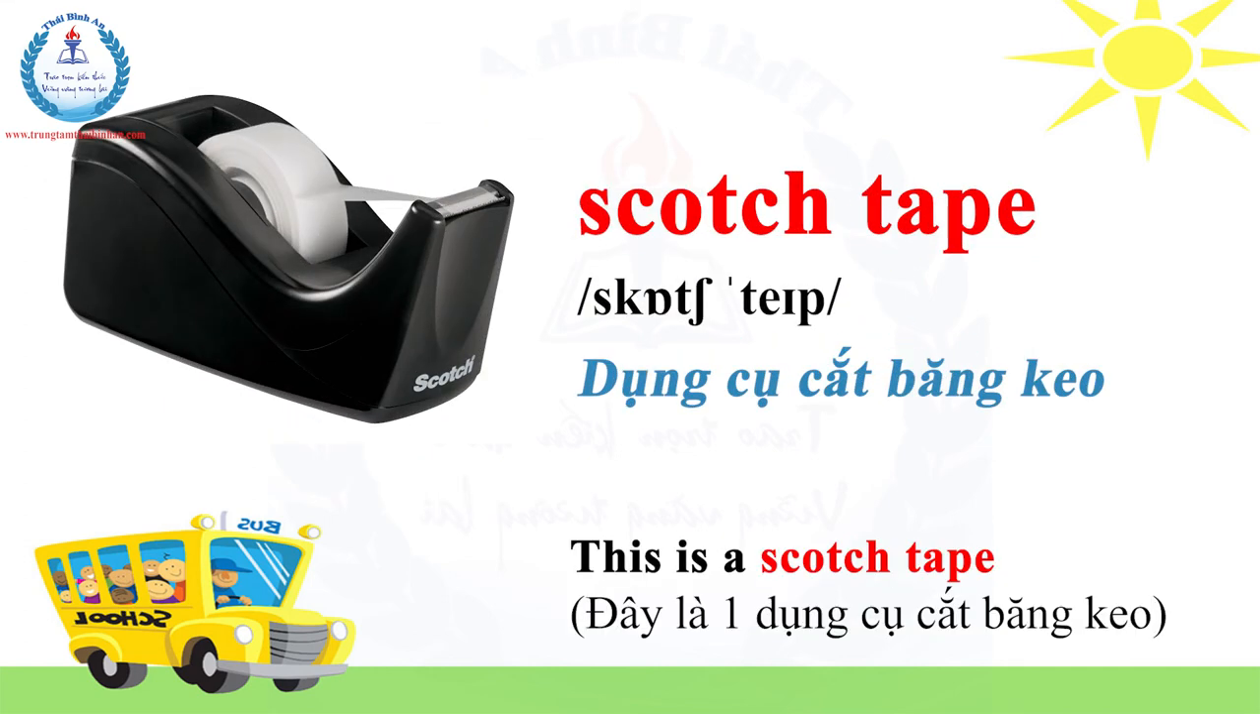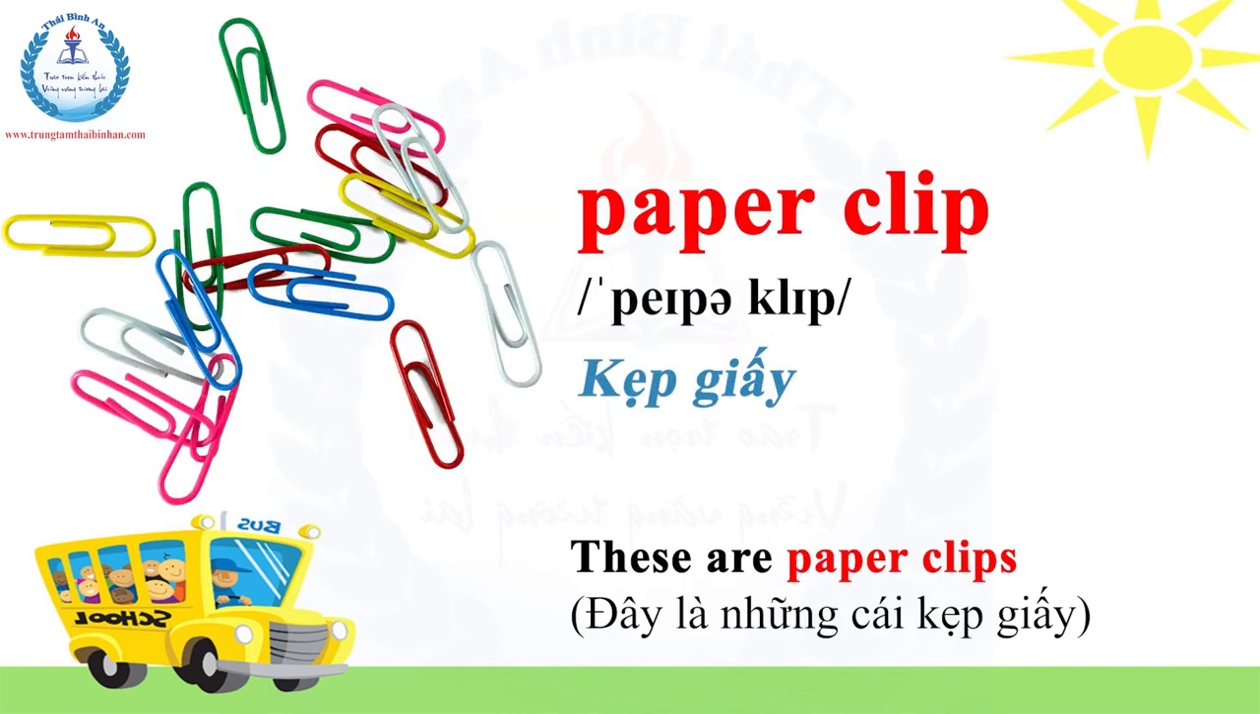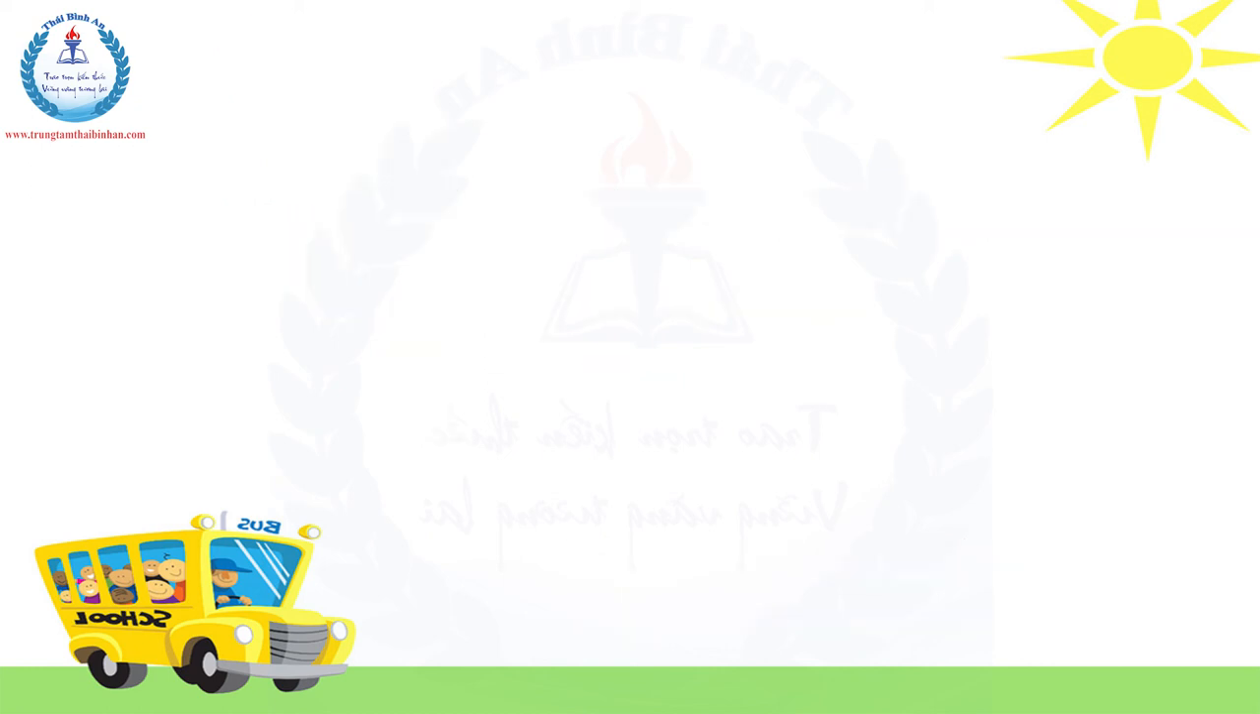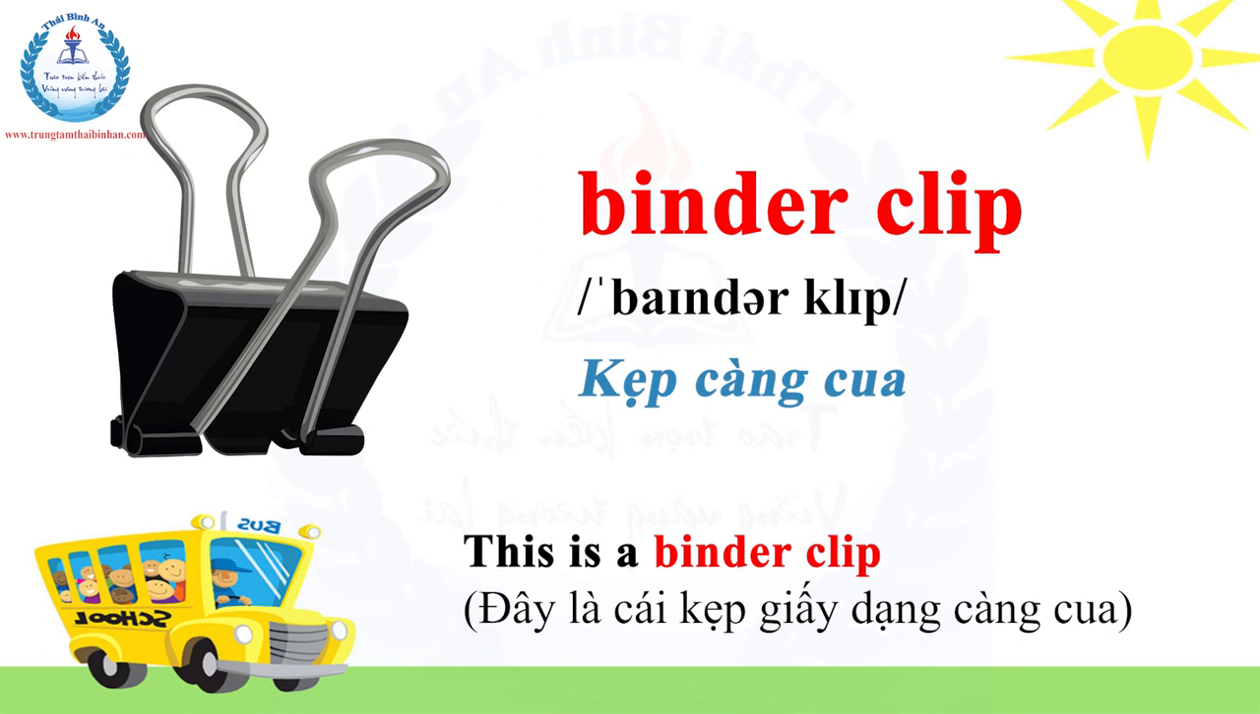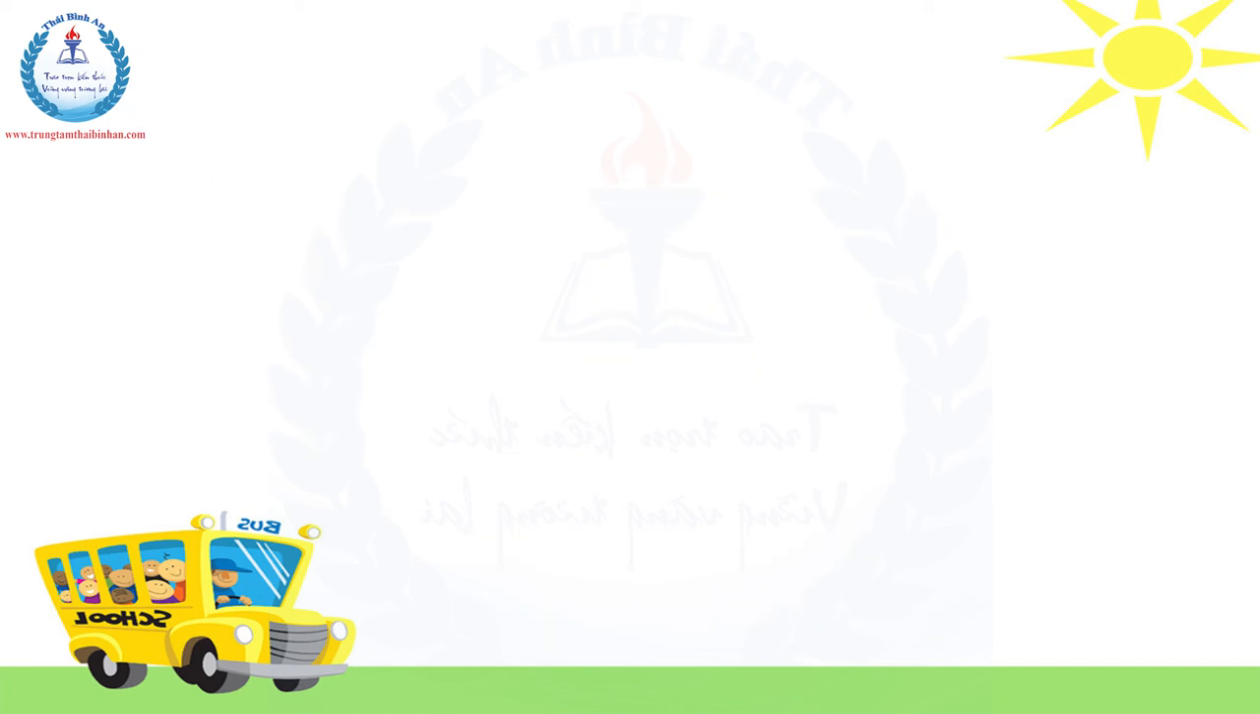Dụng cụ cắt băng keo. Scotch tape. This is a scotch tape. Kẹp giấy. Paperclip. These are paperclips. Cái kẹp càng qua hay còn gọi là cái kẹp bướm. Binder clip. This is a binder clip.